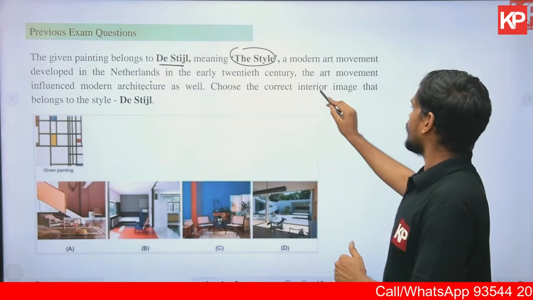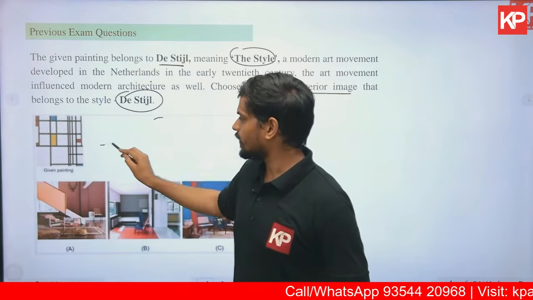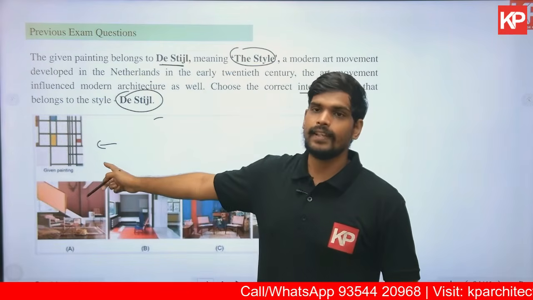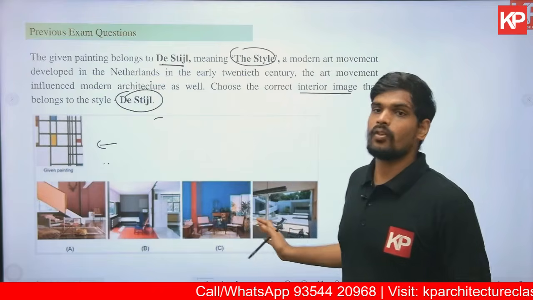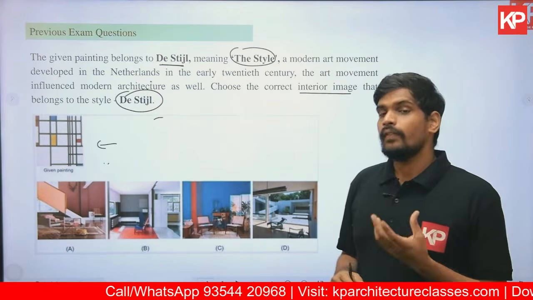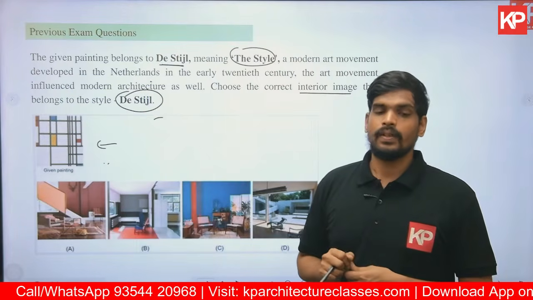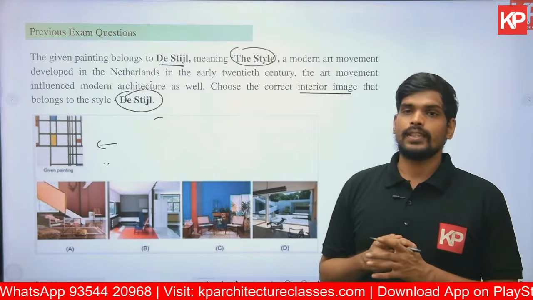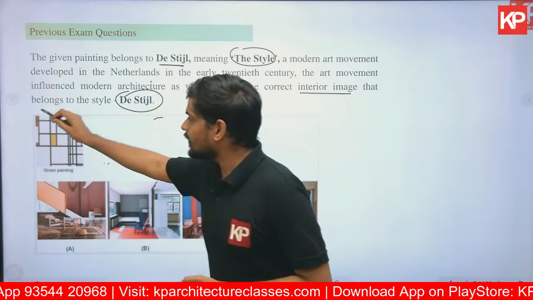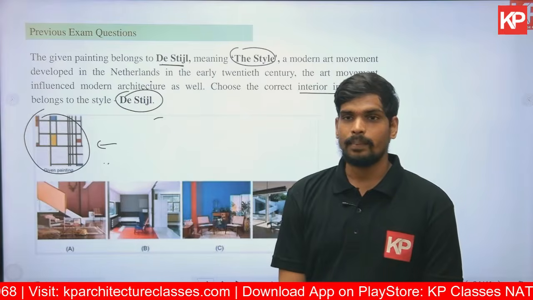Choose the correct interior image that belongs to De Stijl style. So this is the given painting of the De Stijl style. They gave four options of interior images. Interior as in inside a house or a space. Which interior option is De Stijl style, they are asking. So even if you don't know what is De Stijl style, you have to analyze the given painting. What do you see? What are the features you see in the given painting?